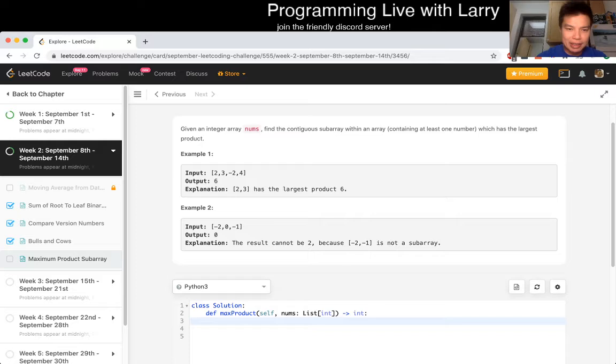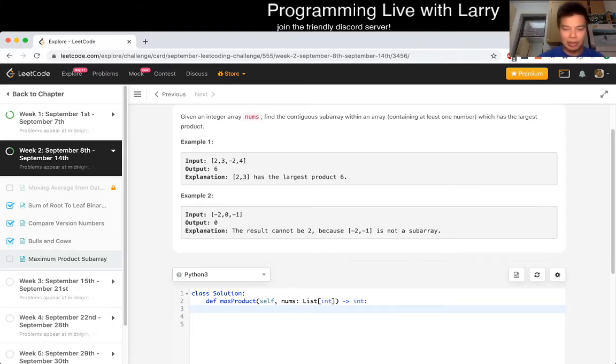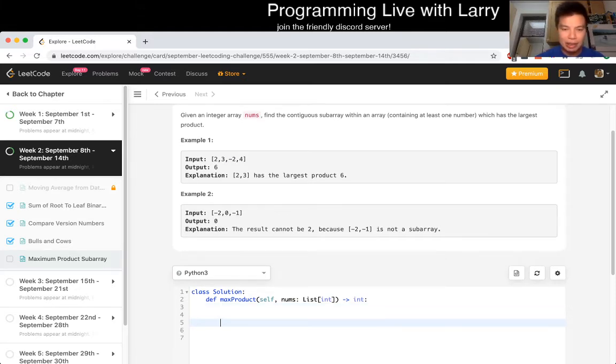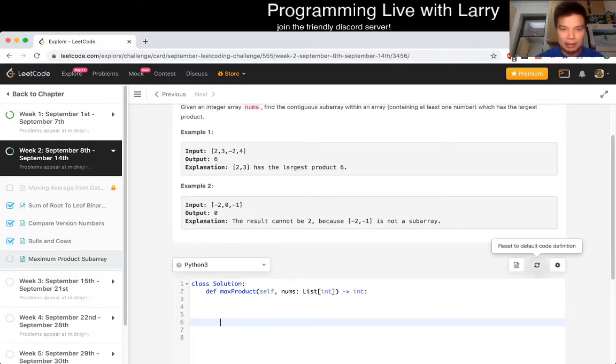But basically, the idea is that if this is a positive number, then you just keep on going whatever streak you had. And if this is a negative number, you want to only keep track of the best results if you have an even number of negatives, right?